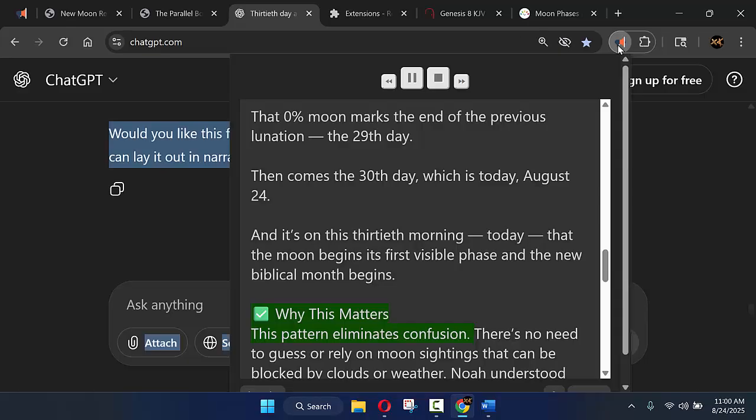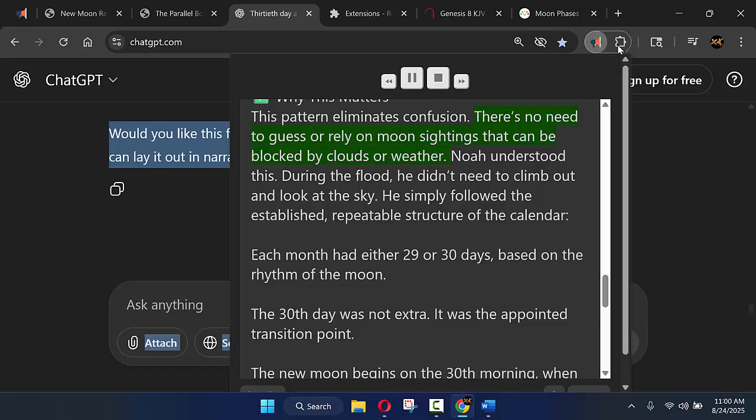This pattern eliminates confusion. There's no need to guess or rely on moon sightings that can be blocked by clouds or weather. Noah understood this. During the flood, he didn't need to climb out and look at the sky. He simply followed the established, repeatable structure of the calendar. Each month had either 29 or 30 days, based on the rhythm of the moon. The 30th day was not extra.